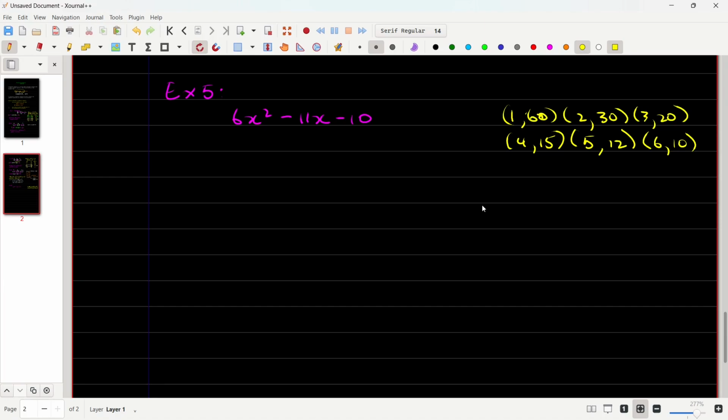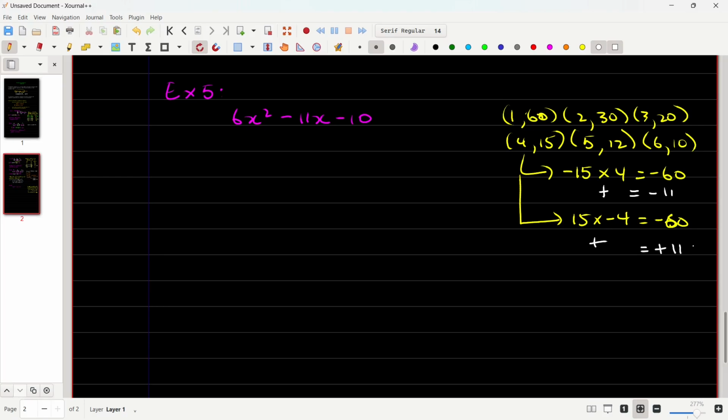And I'm seeing that the difference between these two is going to give me a negative 11. So I've split it up into the two ways that I can get it. So it's negative 15 times 4 to give me a negative 60. Or it is 15 times negative 4 to give me a negative 60. So if I add the first pair together, I would get negative 11. And if I add these together, I would get a positive 11. I need a negative 11, so I'll be using this pair here for the split.